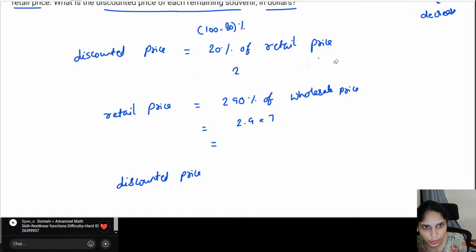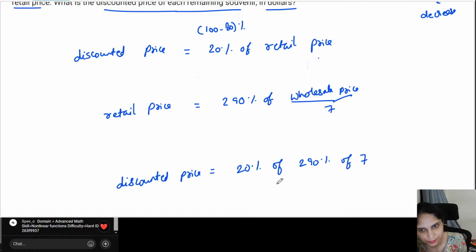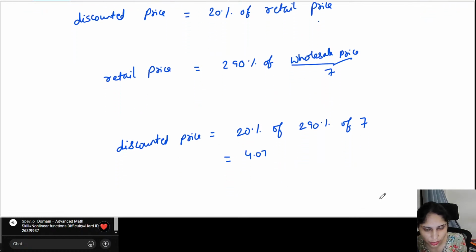You can choose not to write this and directly write 20% of 290% of 7 because your wholesale price is 7. Okay. So the discounted price in dollars is 4.07. That is your answer.